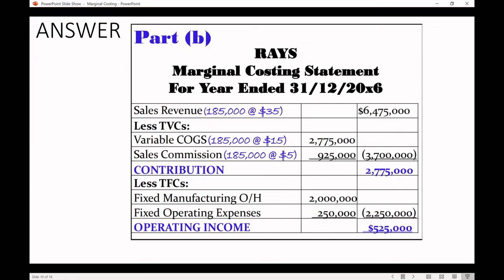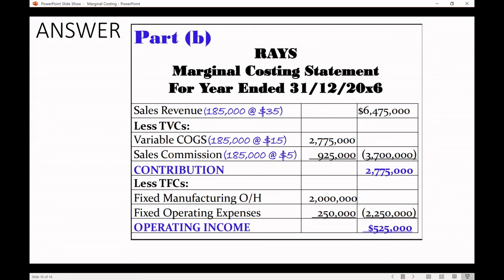So following that, we're subtracting total variable costs, right? So it's going to be variable cost of goods sold. How do we find that? We know that our variable cost per unit is $15, and it's cost of goods sold. So it's going to be that multiplied by the amount of goods that we sold. And we sold 185,000. So we multiply that and we get 2,775,000. What other variable costs do we have?